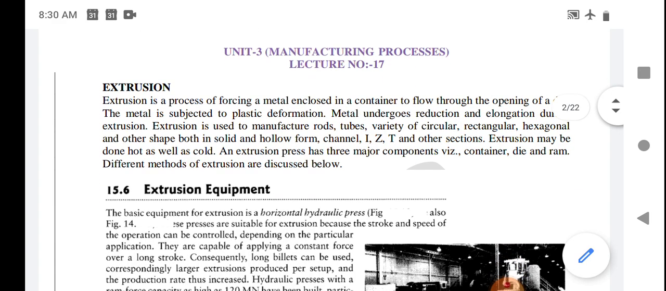This extrusion process is a process of forcing a metal enclosed in a container to flow through the opening of a die. The metal is subjected to plastic deformation. Metal undergoes reduction and elongation during the extrusion. Extrusion is used to manufacture rod, tube, a variety of circular, rectangular, hexagon and other shapes both in solid and hollow form. Channel, I, Z, T and other sections. Extrusion may be done hot as well as cold.